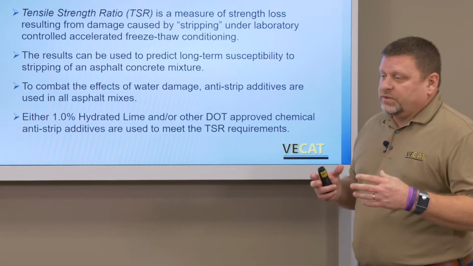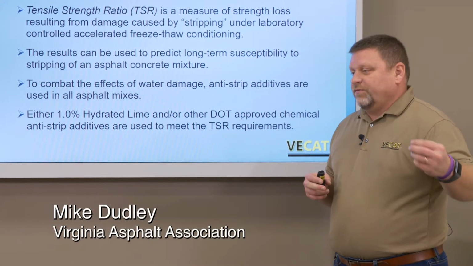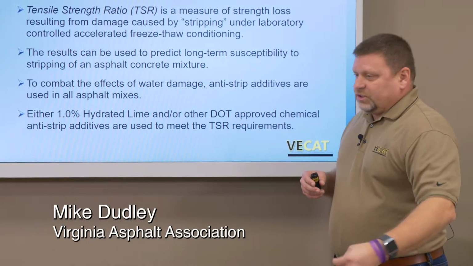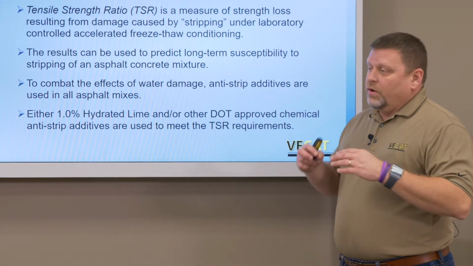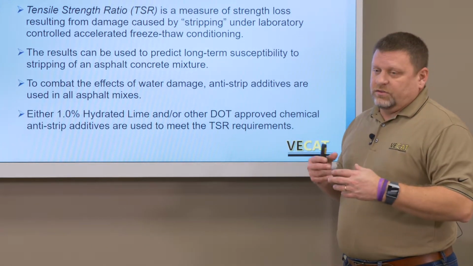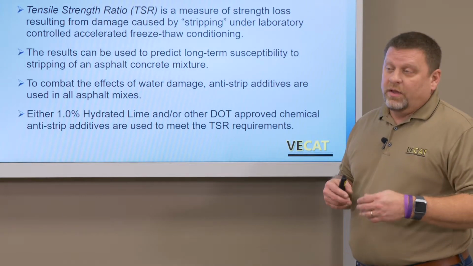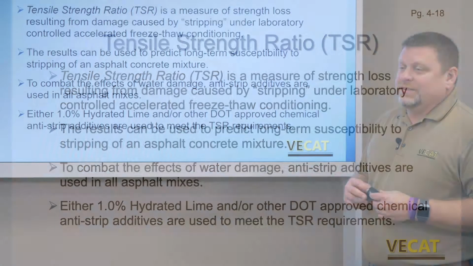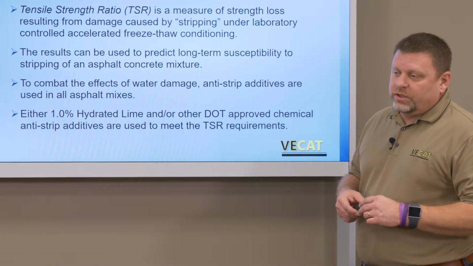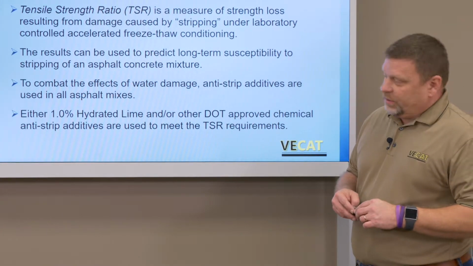Basically, we're making a couple set of pills. Some set get frozen and saturated and so on. We'll discuss that here in a minute. Other set doesn't, and then you're breaking them and you're seeing a difference of indirect tensile strength measurements. These results can be used to predict long-term susceptibility to stripping of an asphalt concrete mixture. This is the test that the industry uses to predict stripping.